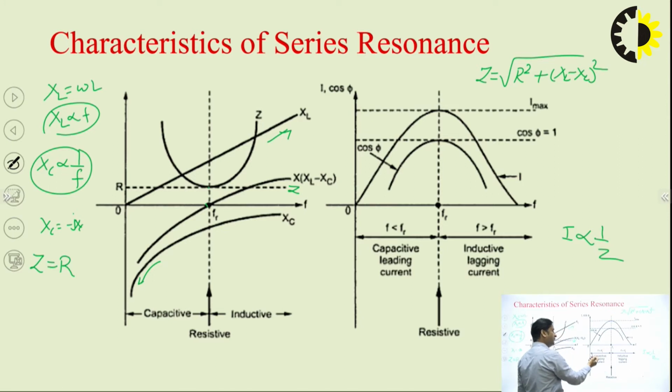If the circuit is working at a frequency less than the resonance frequency, it behaves like a capacitive circuit. And if the frequency is greater than the resonance frequency, it is basically inductive, with lagging current. So this is how our current changes. Initially the current increases, then it becomes maximum, and then it decreases again. So this is the variation of the different parameters with frequency.